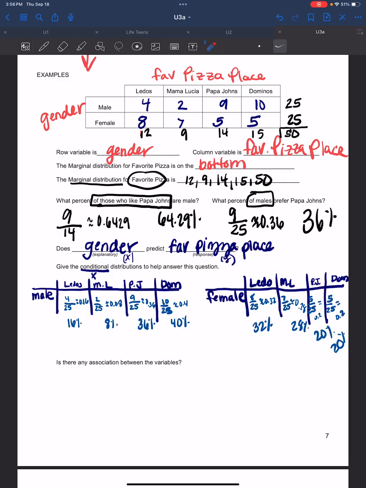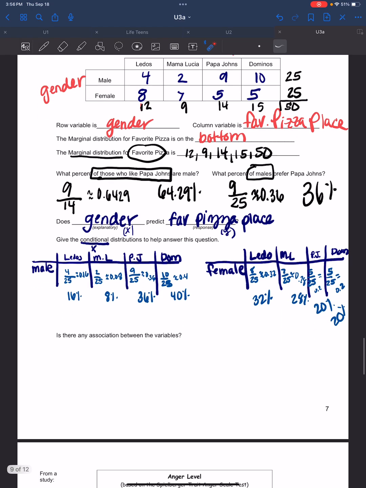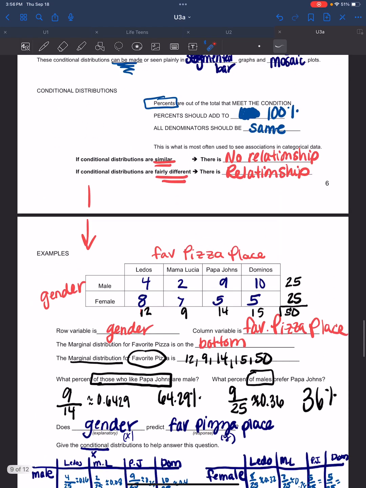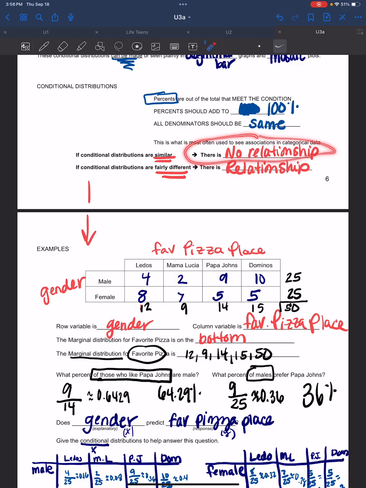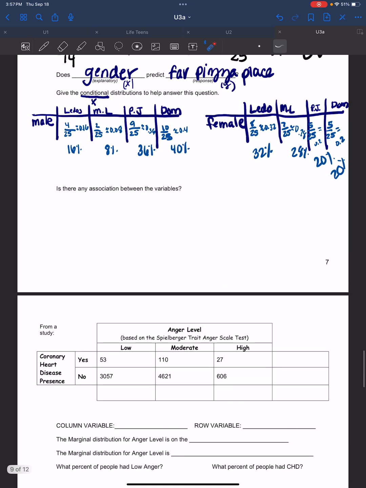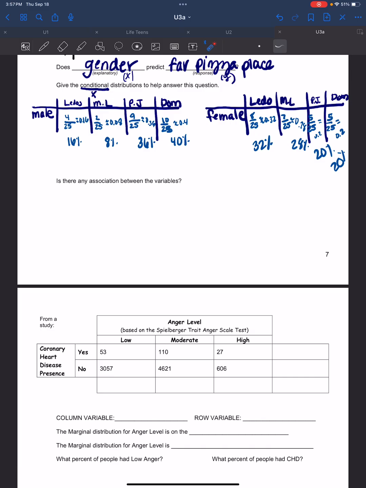So now that we have these distributions, we can go and talk about if there's a relationship between them or not. Now, the way we would know is if conditional distributions are similar, the biggest is the same, the smallest is the same, the numbers are comparable, then we'd say there's nothing between them. But if the conditional distributions are different in the way that they're set up, there definitely is a relationship between those. So it says, is there association between the variables?